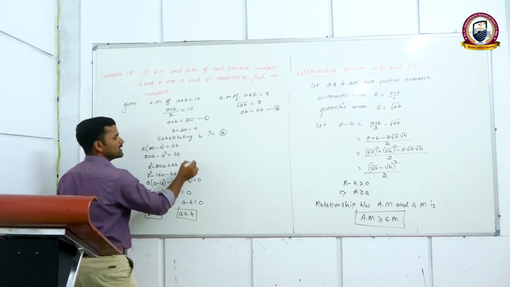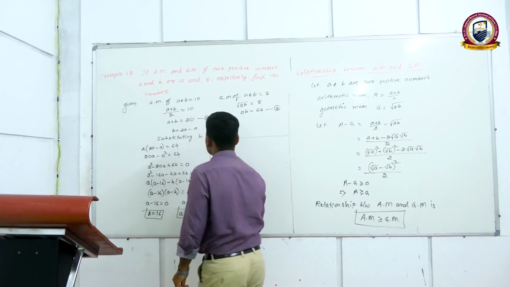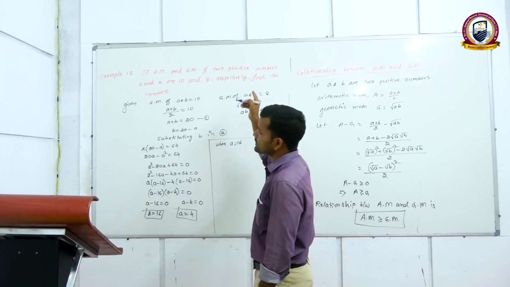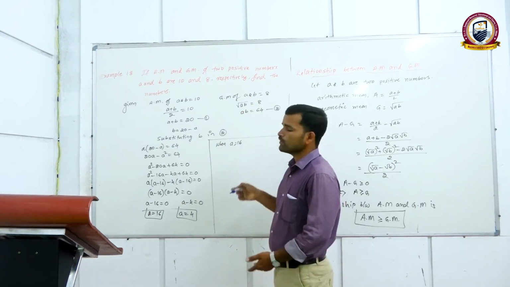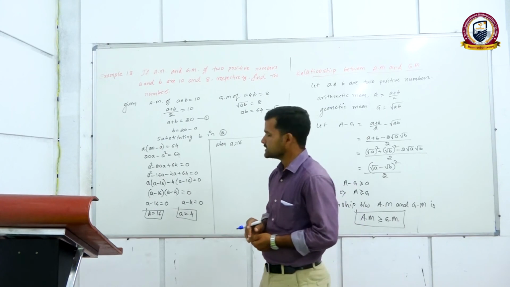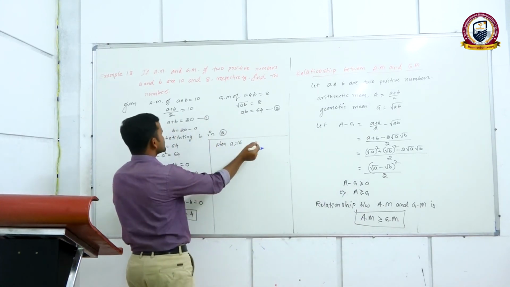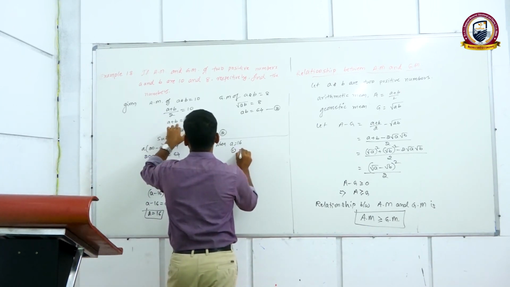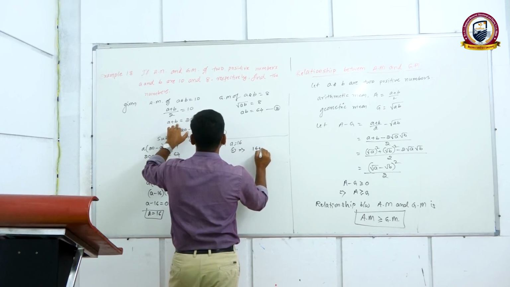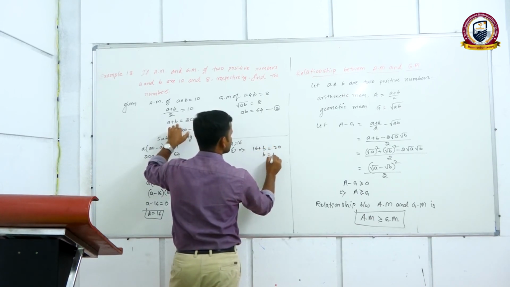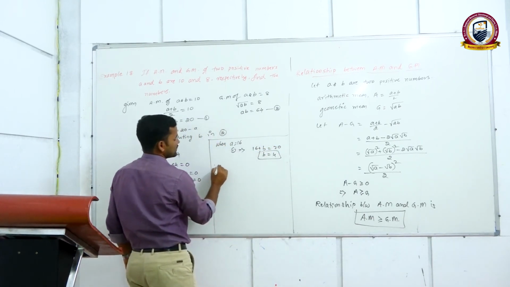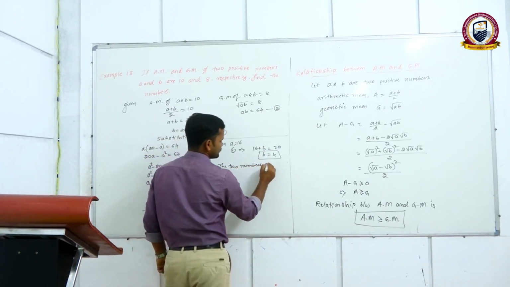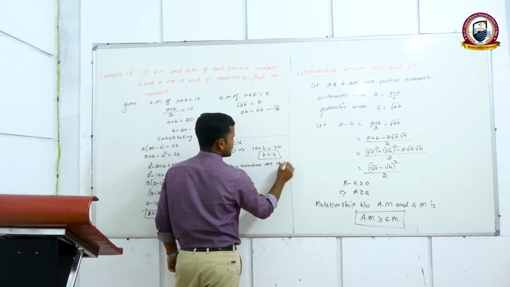A is taking two values. Both the cases we need to consider. When a is equal to 16, what are the two numbers? When a is equal to 4, what are the two numbers? First case, when a is equal to 16, what is b? You substitute in equation 1. Equation 1 implies 16 plus b is equal to 20, that is b is equal to 4. Therefore, the two positive numbers are 16 and 4.